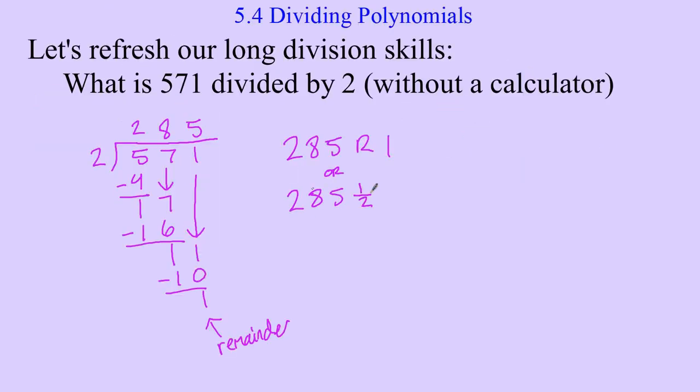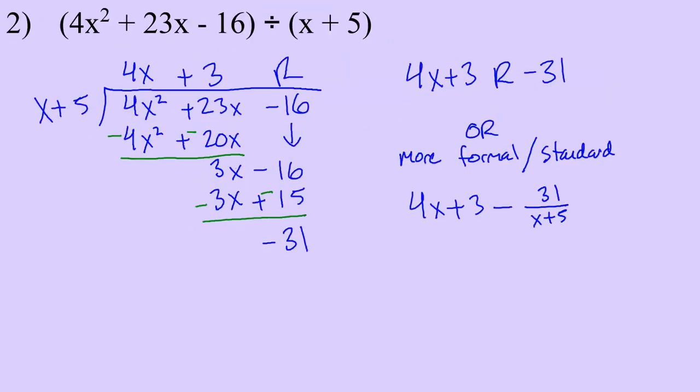Think about what we did here. We had the remainder of 1, and we put it over what we divided by, so over that 2. The remainder of 1 over what we divided by. Remainder over what we divided by. So this is your more official way. I just want you to get familiar with it.